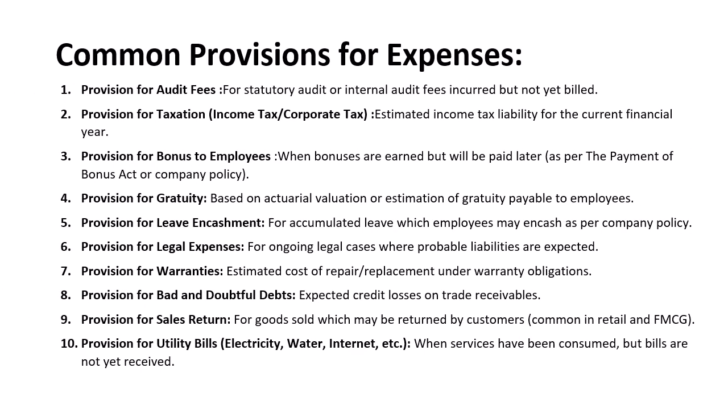These are the major list of expenses where we make provision for, like audit fees, taxes, bonus, gratuity, leave encashment, legal expenses, warranties, bad and doubtful debts, sales returns, utility bills, etc. You can pause and read it.